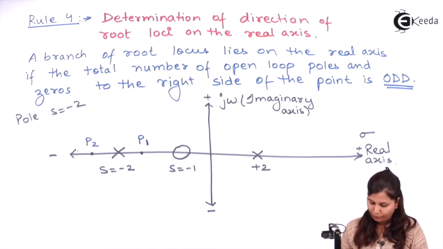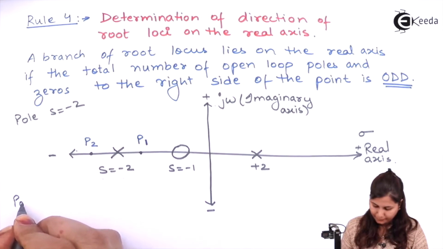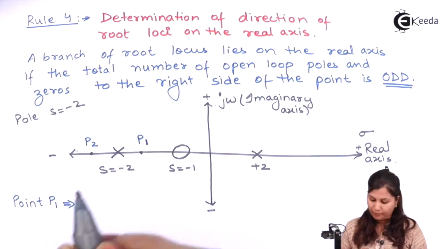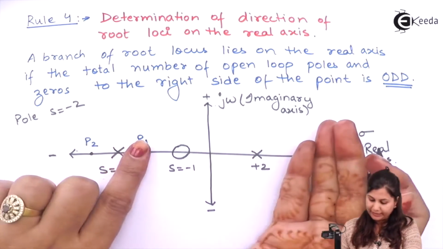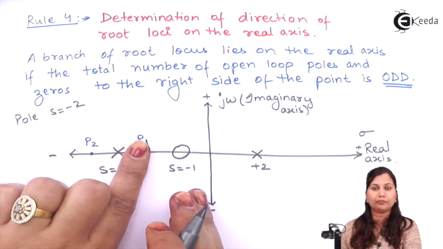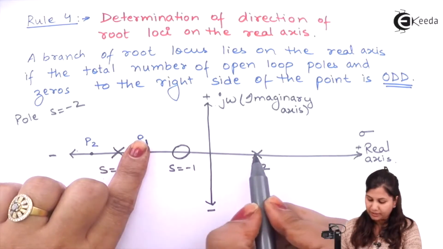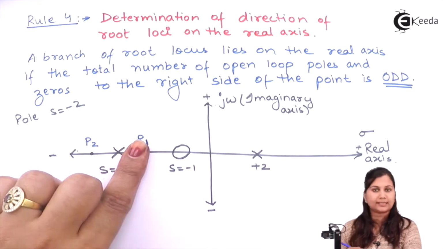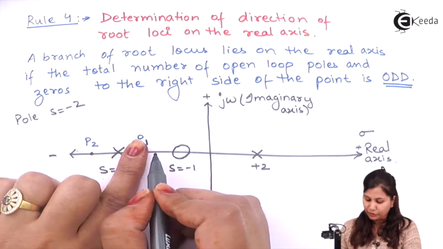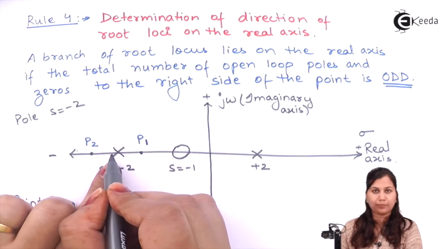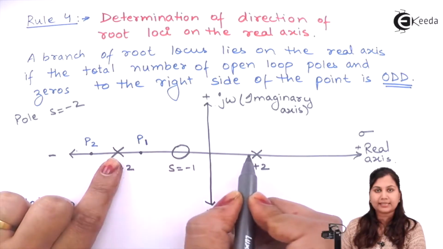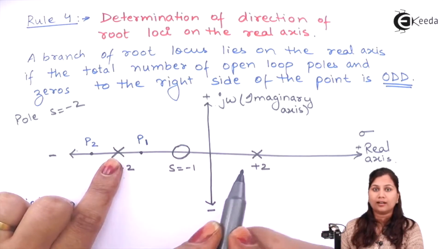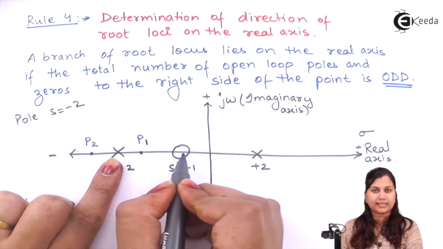So for point P1, on the right hand side, if you check the total number of poles and zeros, we have 1 and 2, that is 2 poles and zeros. So 2 is an even number. So the direction of the root loci for this pole will not be in this direction, because the total number of poles and zeros is even. So it will not be in this direction.